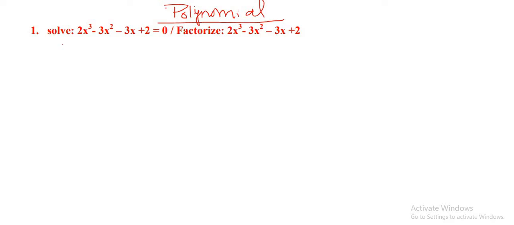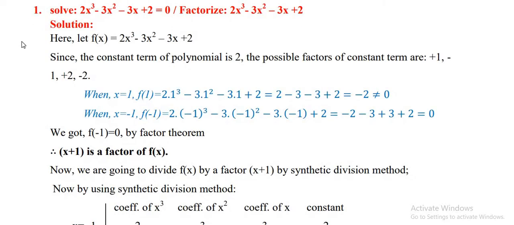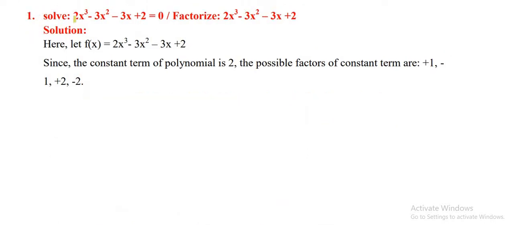And remember that the solution of the factorization, that is, the solution of the second question, is part of the solution of the first question. So once we solve one question, then the other question will be solved itself. So I have taken question number 1. I am going to solve the cubic equation 2x cubed minus 3x squared minus 3x plus 2 equals 0. So now let's begin the solution.